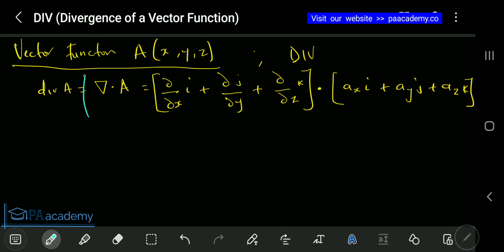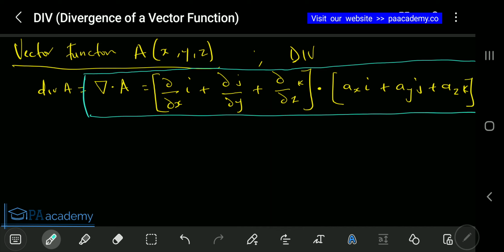This is the formula you are going to use to calculate the divergence of a vector function. Don't worry, when we look at examples, you're going to understand the application. In another video, I'm still going to be explaining the difference between the gradient of a scalar function and the divergence of a vector function, so that when you come across a question, you'll be sure you've carried out divergence and not gradient, or gradient and not divergence, so that you don't mix the two of them up.